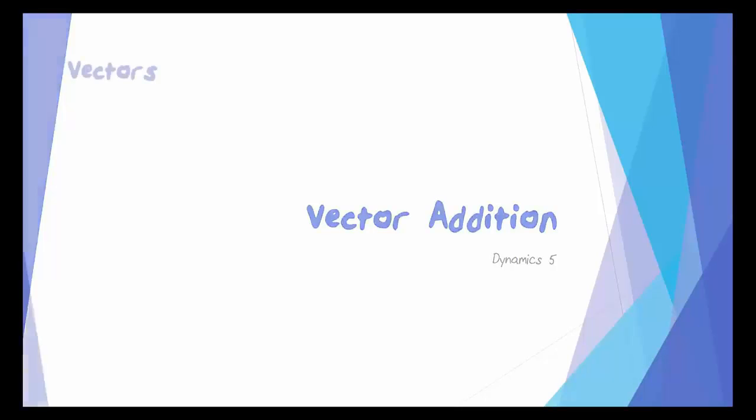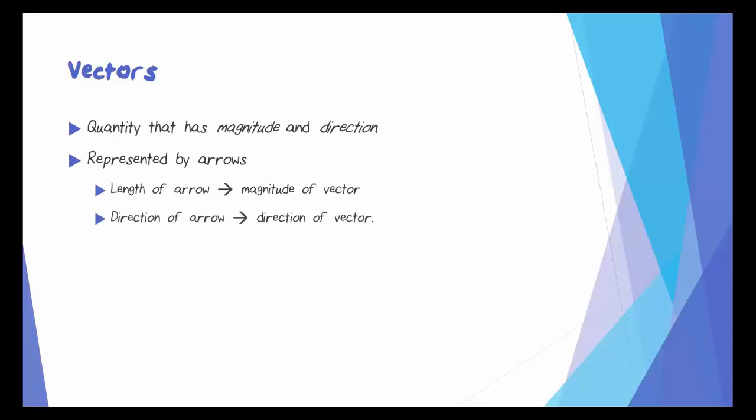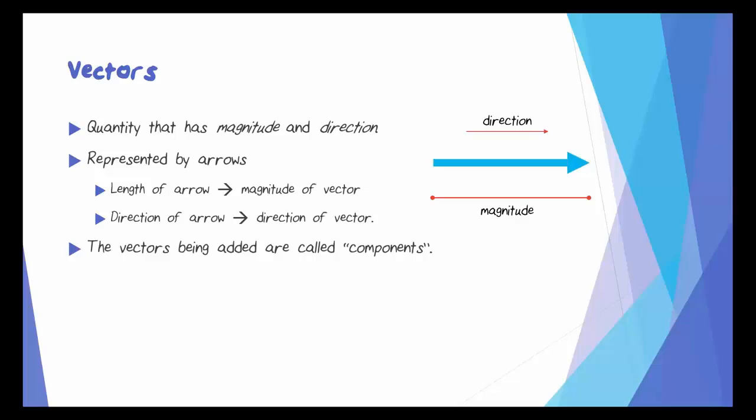Thanks, Bobby. This lesson is about vector addition. Remember that a vector is a quantity that has magnitude and direction, and we've already seen that we represent these with arrows. The length of the arrow represents the magnitude of the vector, and the direction of the arrow represents the direction of the vector. When adding vectors, the vectors that are being added together are called components, and the vector that you end up with is called the resultant.